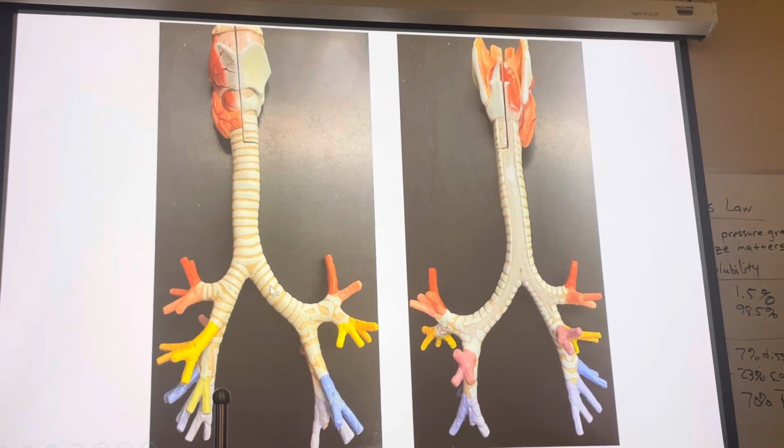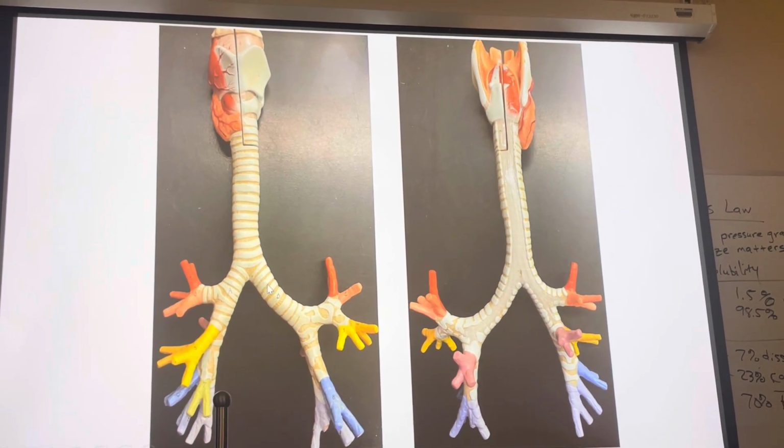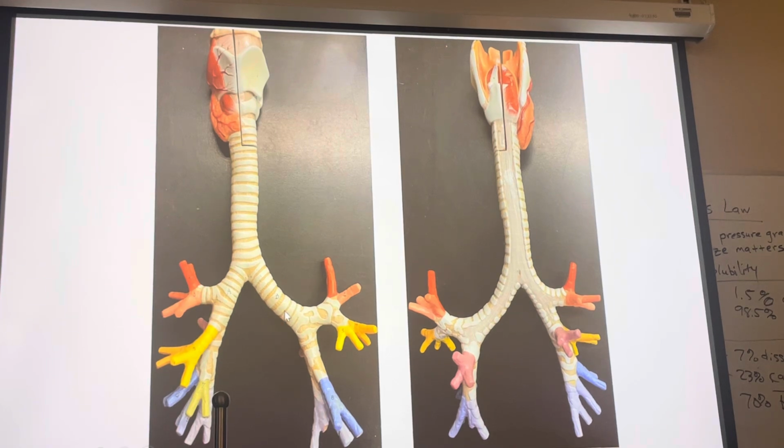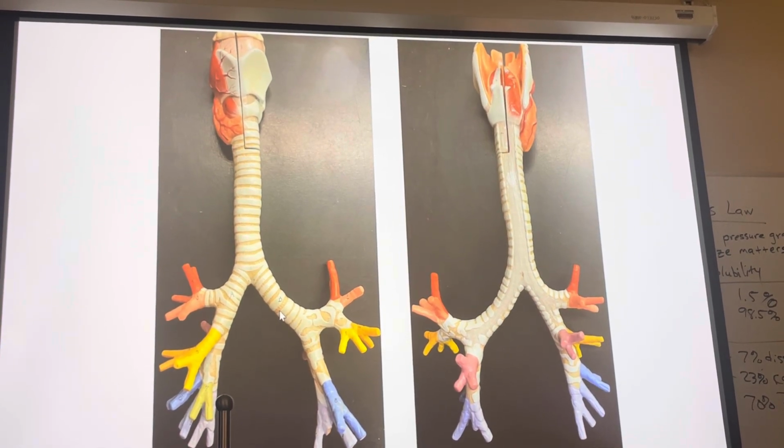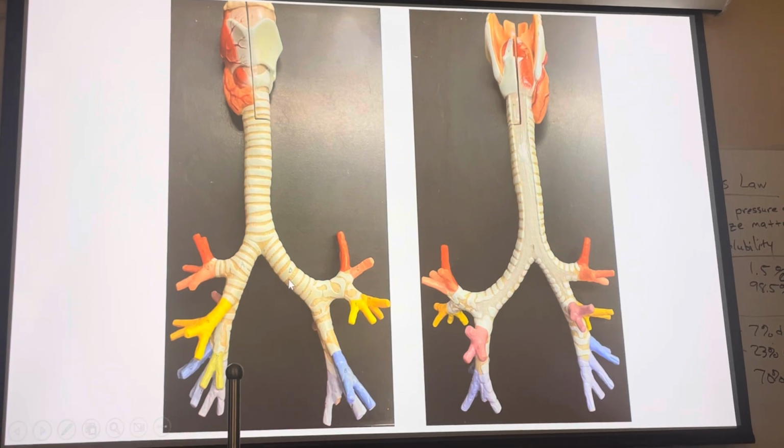But a characteristic of all bronchi, if you look very closely, you see how they have blue? All bronchi have cartilage. This helps keep them open. This is why you get that residual volume that I mentioned to you earlier.